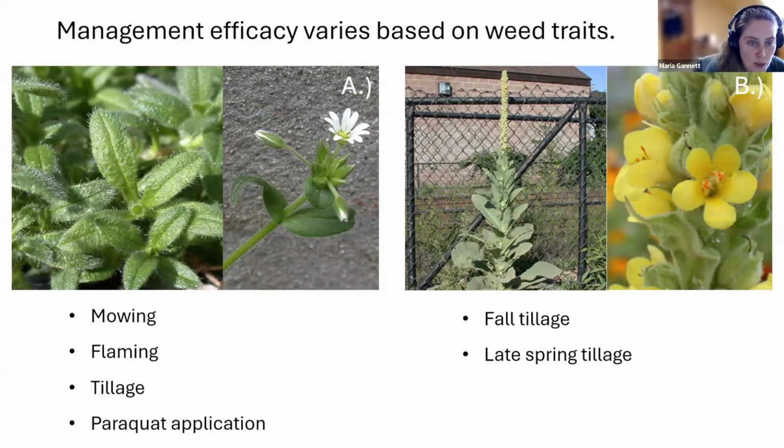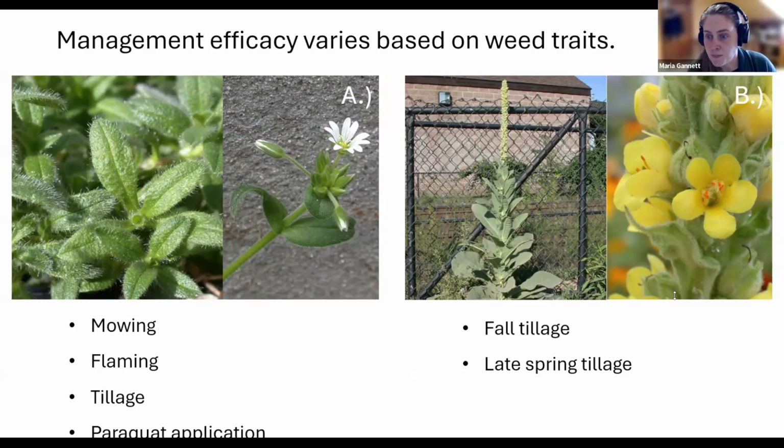So does anyone know what this species A is? Feel free to put it in the chat. I'm trying to find the chat. No one wants to guess? Oh, we've got somebody saying chickweed. Oh, mullein. Okay. Yes. We've got a mullein. That is actually going to be B, but species A is in fact a chickweed.